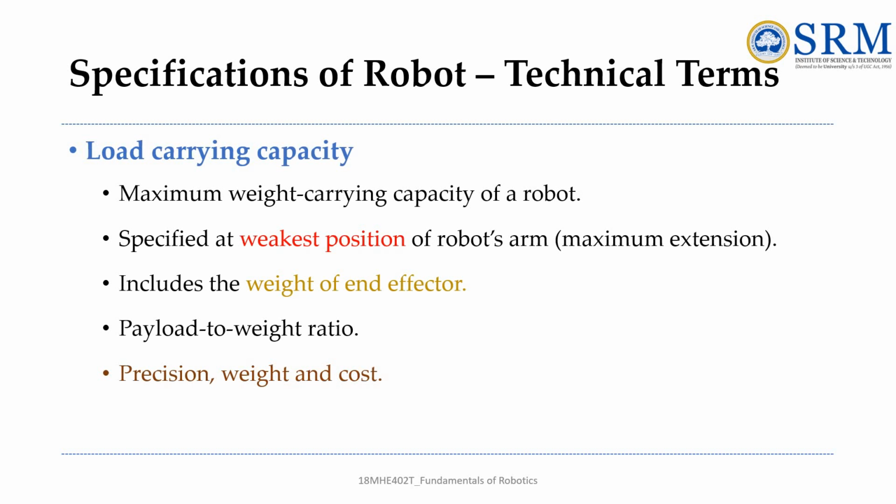Okay. Next specification is load carrying capacity. This is often known as the maximum weight a robot can handle, determined by the robot's weakest position, typically when its arm is fully extended. This capacity includes the weight of the end effector, the tool or hand it uses for the task. The engineers also consider factors like precision, weight, and cost when determining a robot's payload capacity. It's an important metric to ensure that the robot can safely and effectively perform its task.